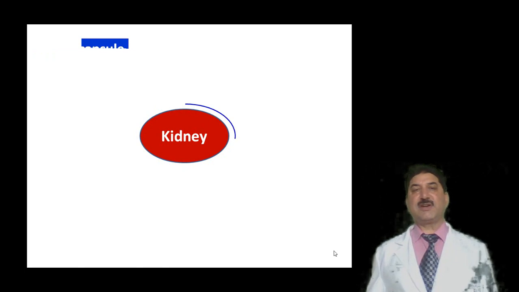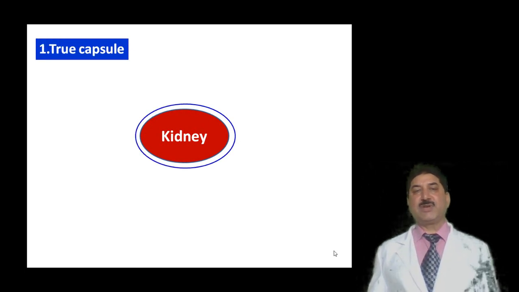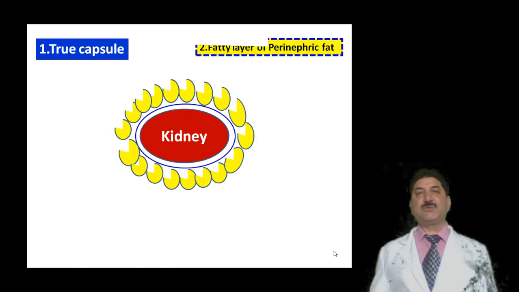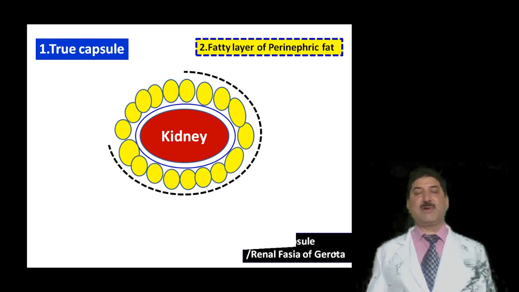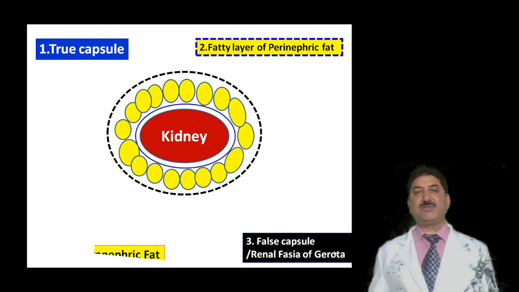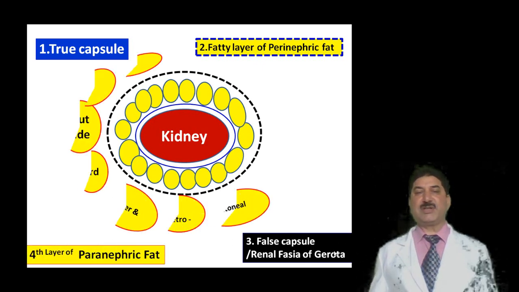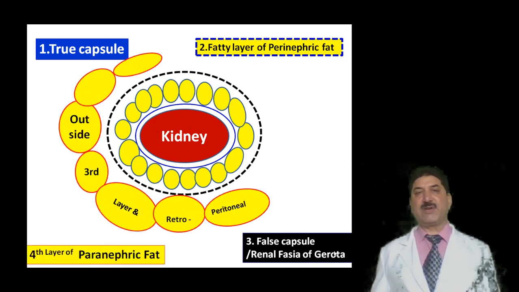So it is the kidney which is surrounded by the true capsule. Outside the true capsule is perinephric fat, which is surrounded by the fascia of Gerota. Outside the fascia of Gerota is the fourth layer of paranephric fat.